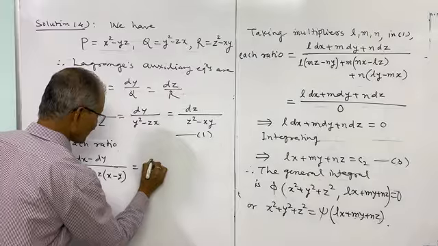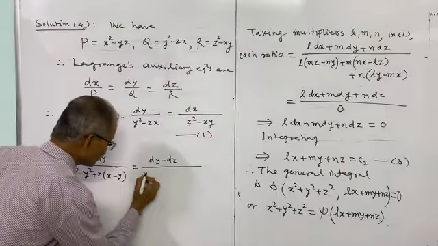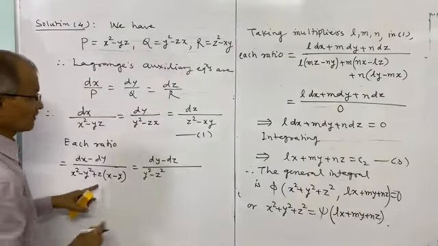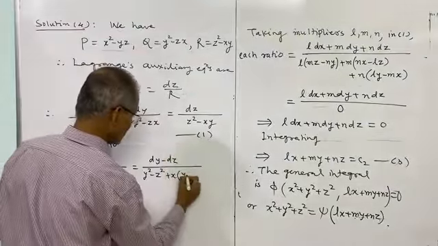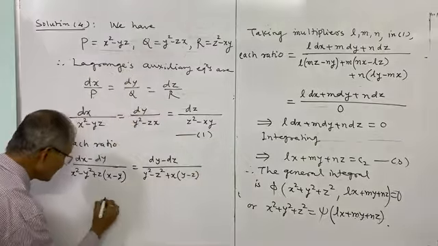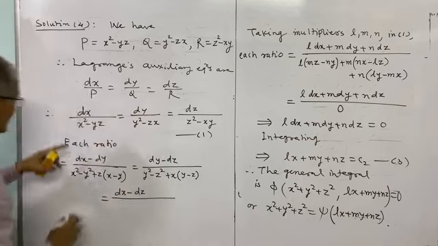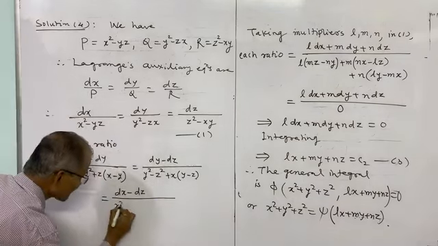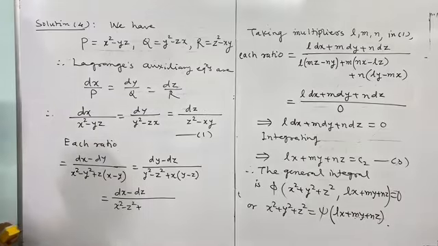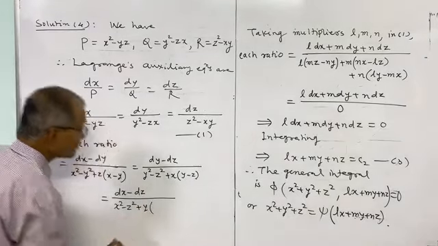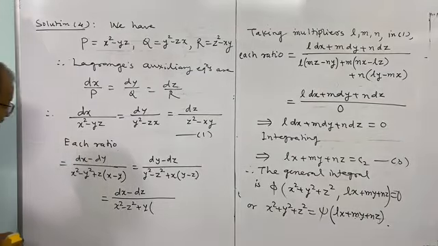Similarly, this is equal to dy minus dz. Here it is y square minus z square, and then we'll take plus x common, and in bracket remains y minus z, and is equal to dx minus dz. Dx minus dz, x square minus z square, and plus. So here I shall take y common, plus y is common, then in bracket it remains x minus z.